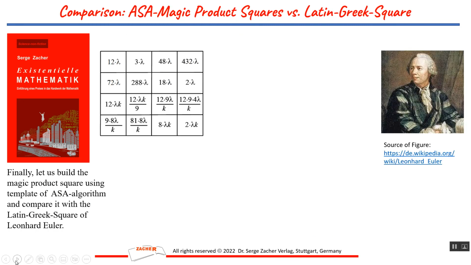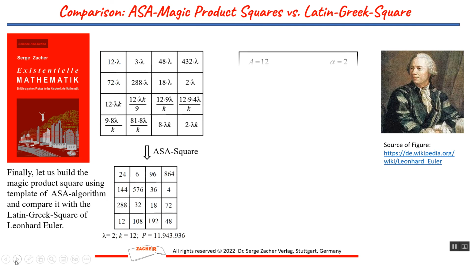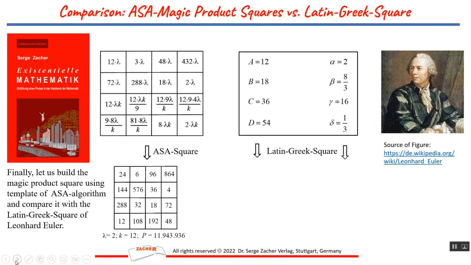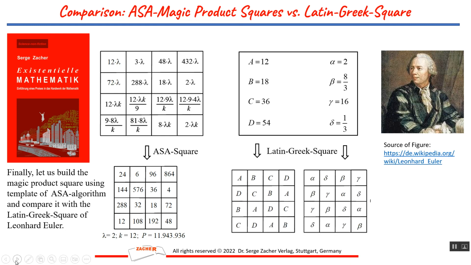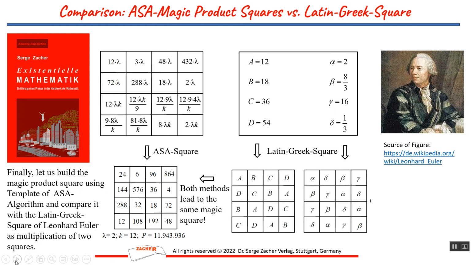Finally, let us build a magic product square using the template of the anti-system algorithm and compare it with the Latin-Greek square of Leonhard Euler as multiplication of two squares. Both methods lead to the same magic square.